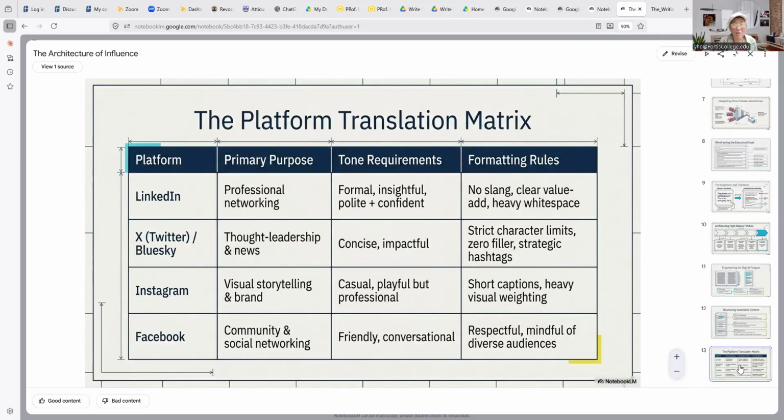And then when you're on Twitter, you have to make sure that you can fit everything within the character limit. Then you try to write about current events, which is similar in a way to LinkedIn: thought leadership and news, and you want to be concise and impactful. On Instagram, you can use pictures to tell a story. Instagram and Facebook are quite similar, where you can be very conversational and you can let your hair down.